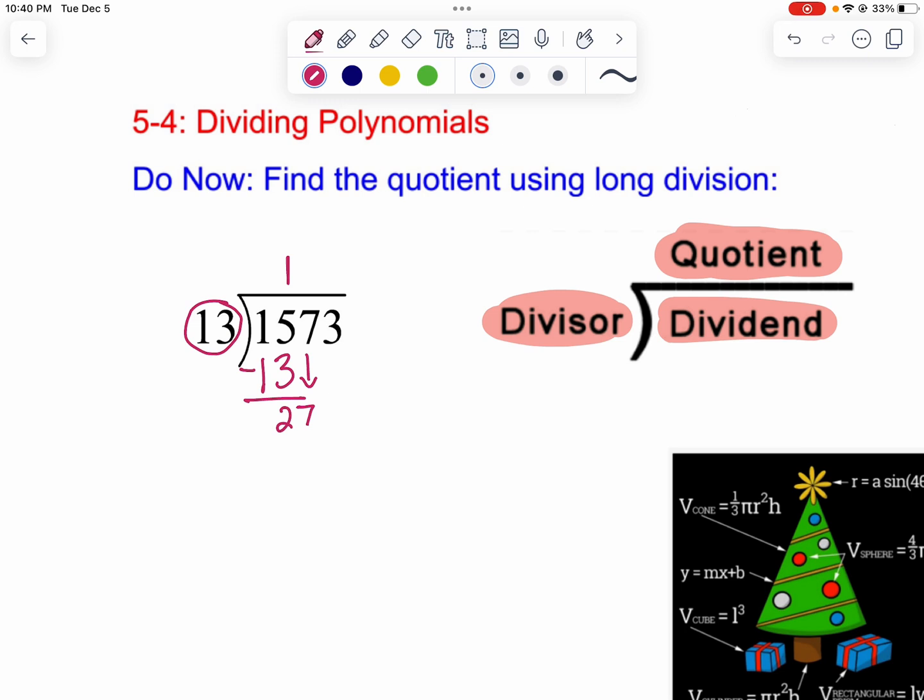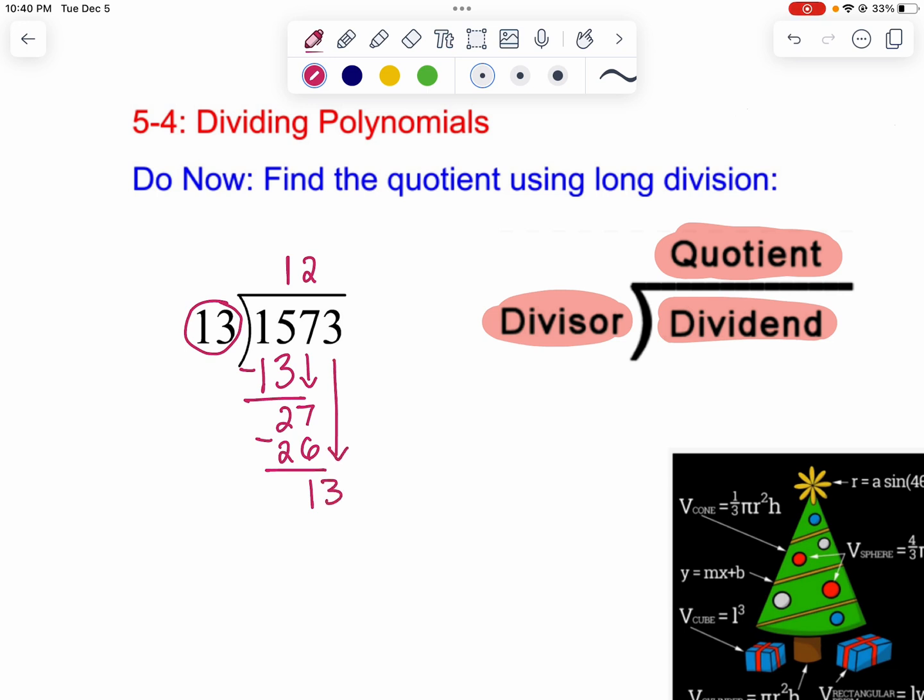So how many times does 13 go into 27? Well, hopefully we know that goes in 2 times. What comes after that part? Our multiplication. 2 times 13 is 26. So when I subtract these two, I get 1 left over. We repeat the process again. We bring the 3 down.